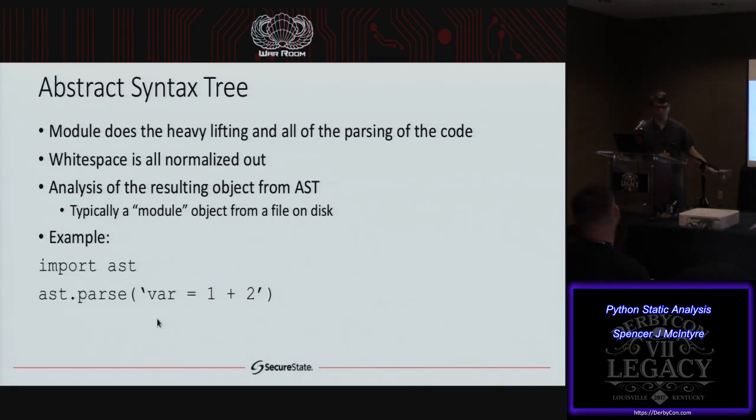So real quick example, you just import the AST module and you just call parse on whatever string it is. This is a very, very simple example, but this will actually return a module object. So it's going to interpret that string as a module, and that string is, of course, the Python code.